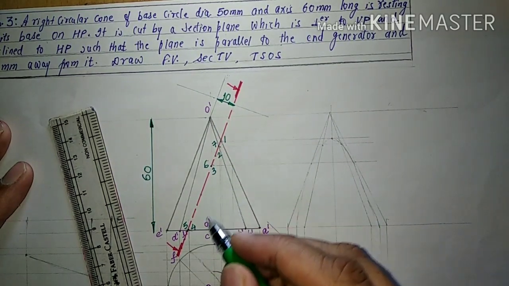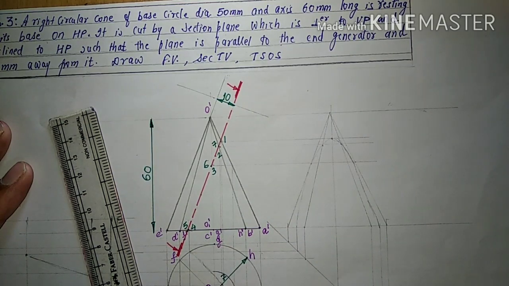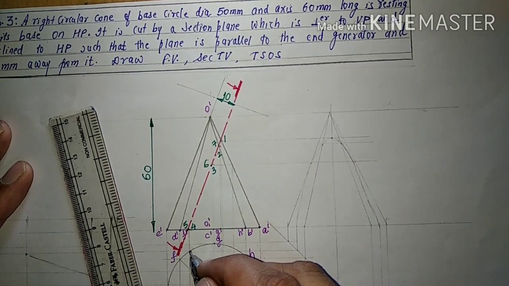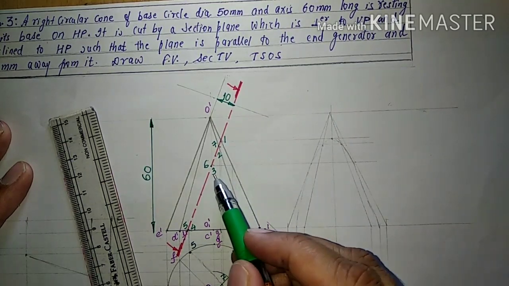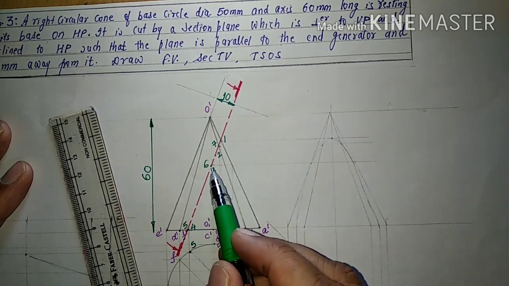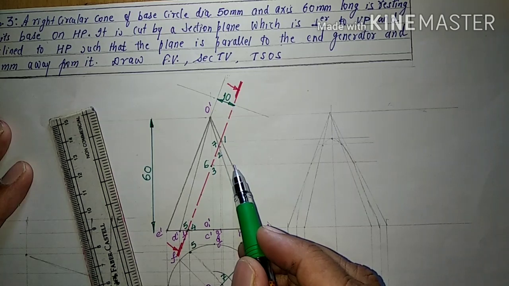This we'll see later on. First 4 and 5 which are on the base. So 4 will come on the base, that is the circumference of the circle. 5 will come again on the circumference of the circle. Now this 3 and 7, we have to transfer these points on the true length of the end generator.